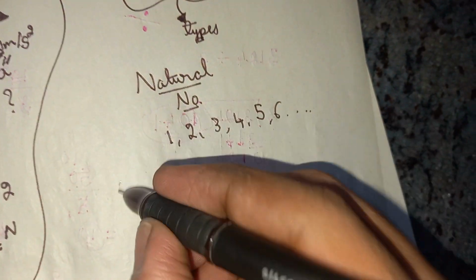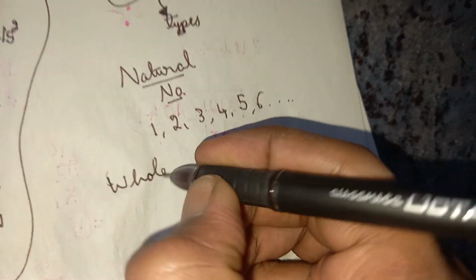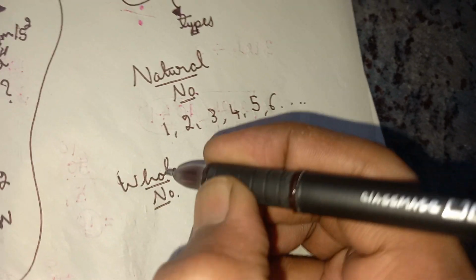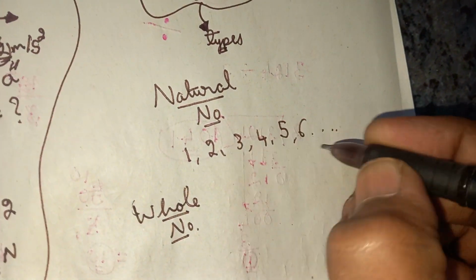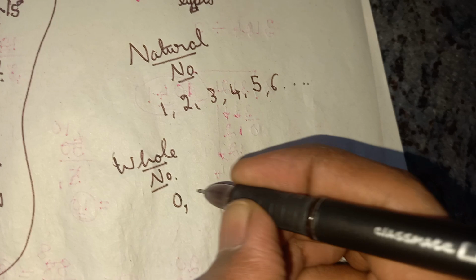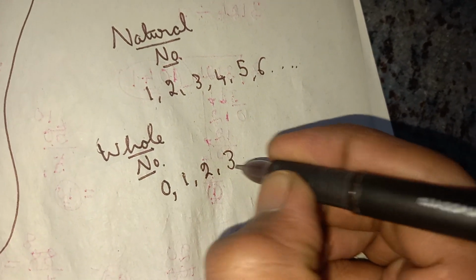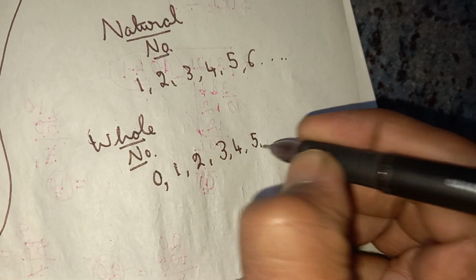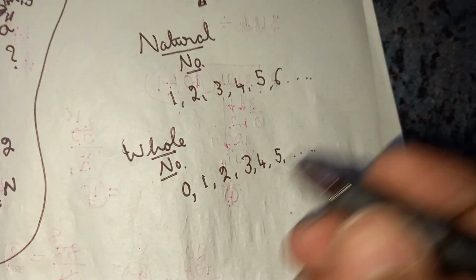And then come what are known as whole numbers. Whole numbers are like this: if you add 0 to all these numbers, it becomes a whole number, that is 0, 1, 2, 3, 4, 5, like this continuing.